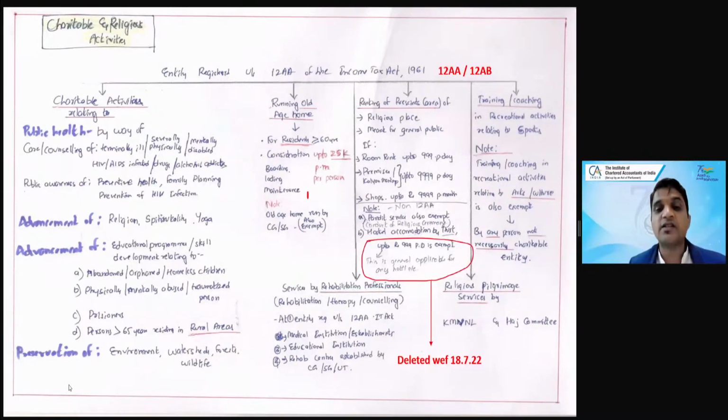That is, services of a person who provides religious ceremony is also exempted. So this was on the point on charitable and religious activities. Sir, give examples of mandatory and optional.